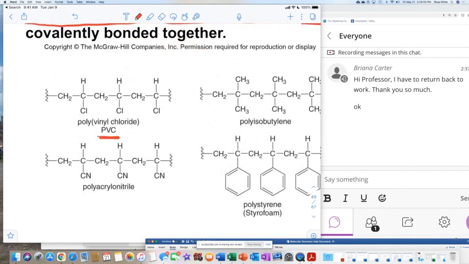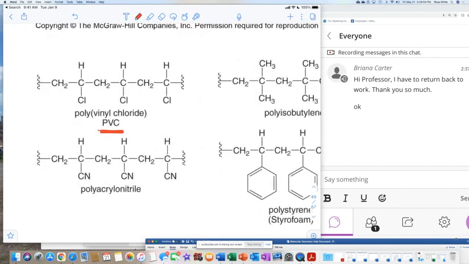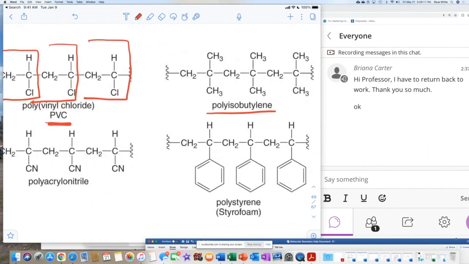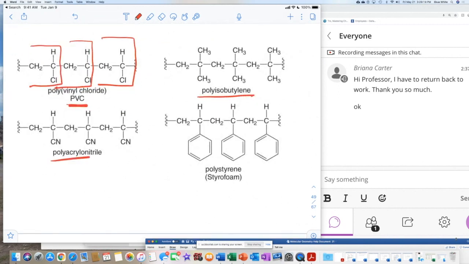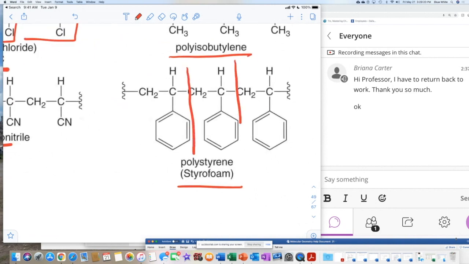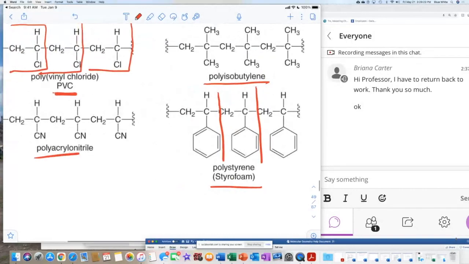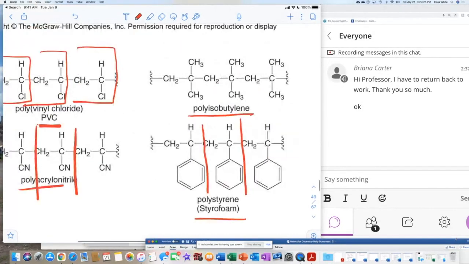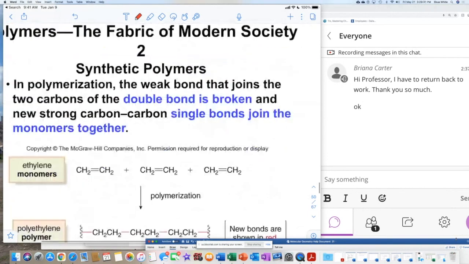Hopefully y'all know about PVC, the PVC pipes. PVC pipes are made from the repeating units of this. So we have this right here, this right here, this right here. They showed you a small part of it, kind of like DNA, only not as interesting. We have polymers, and then here we have polyisobutylene. This one here is styrofoam. You got that, right? Three units of each. Repeating units, right? So they're showing you three of each.